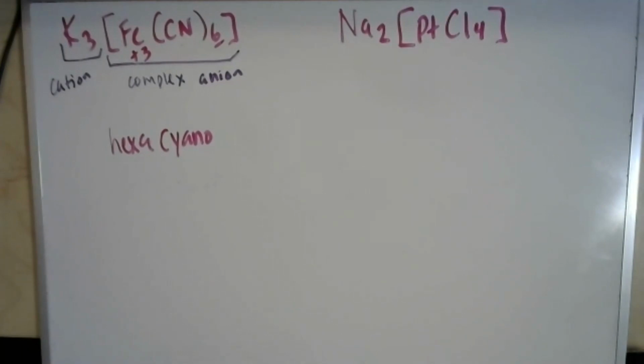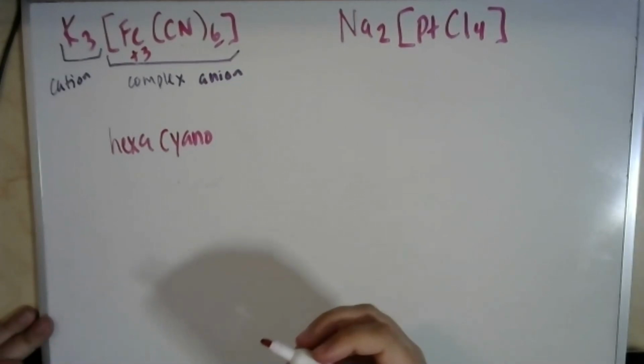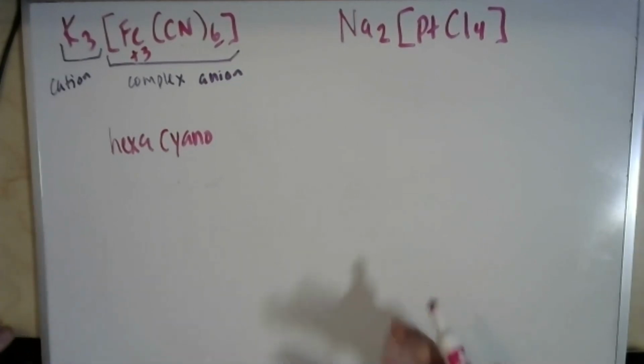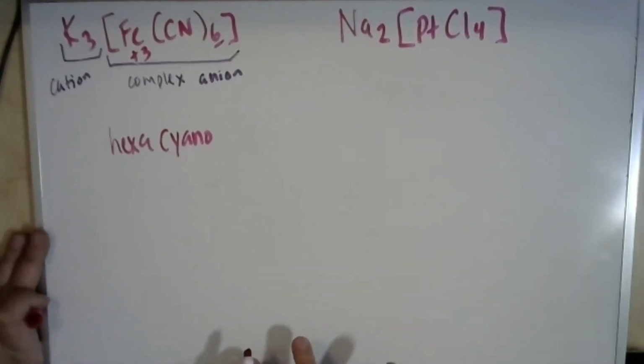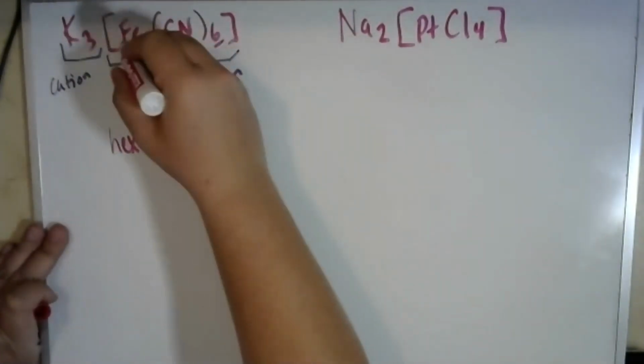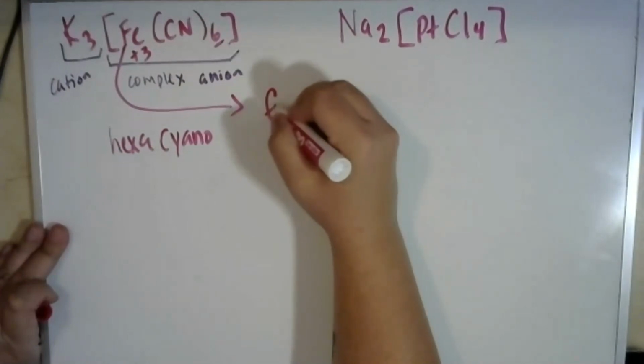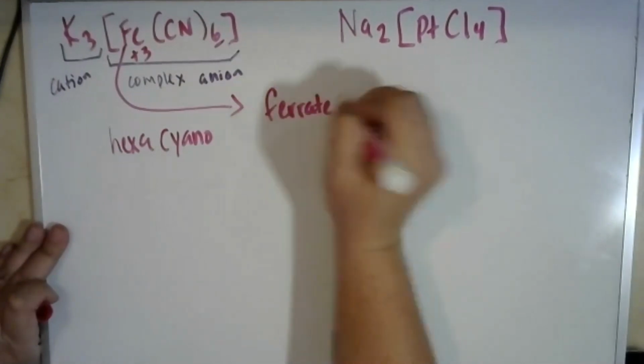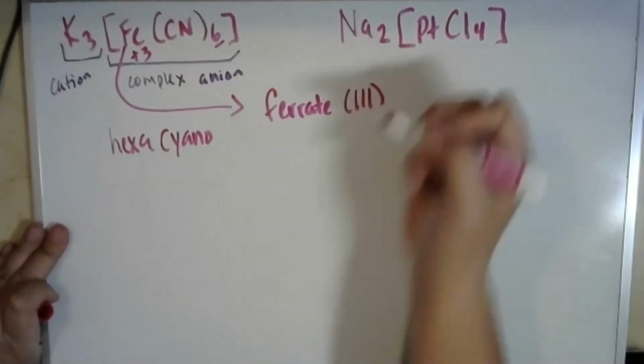Iron's name changes more than most names, because instead of just adding an -ate ending to iron, we have to change the name of it to ferrate. So we're kind of doing a throwback to the older naming system with that. So we're going to call this the ferrate 3 ion.